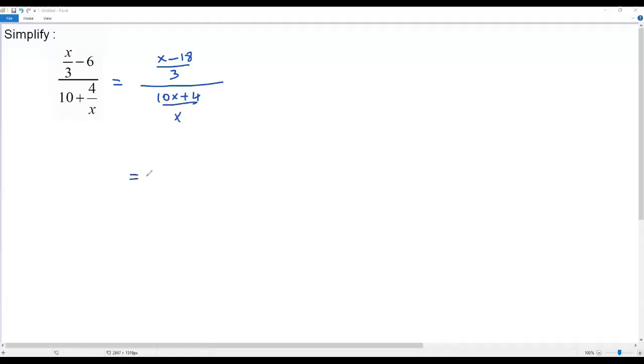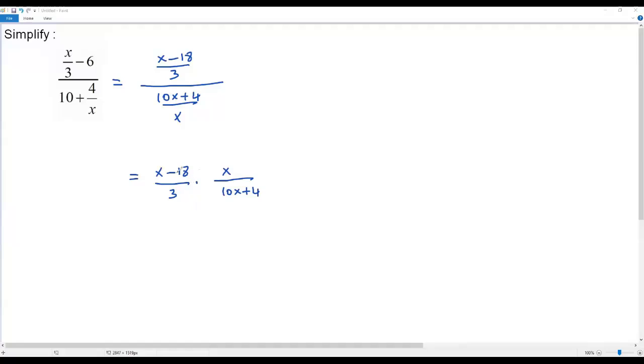In my next step, I'm going to write the fraction in the numerator as it is, that is x minus 18 over 3. Now I'm going to change this division into multiplication. When I change this division into multiplication, I have to take the reciprocal of the fraction in the denominator. So the reciprocal of the fraction in the denominator is x over 10x plus 4.